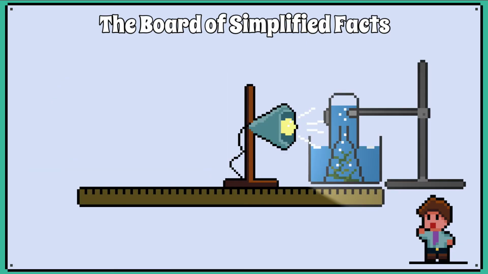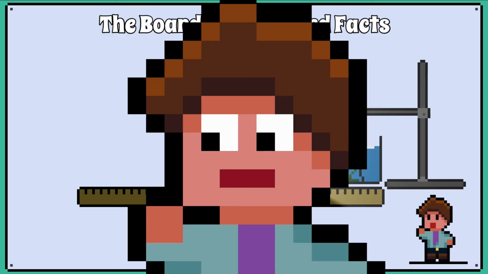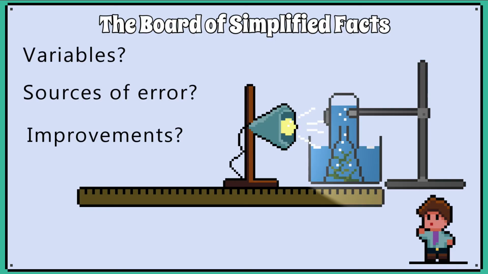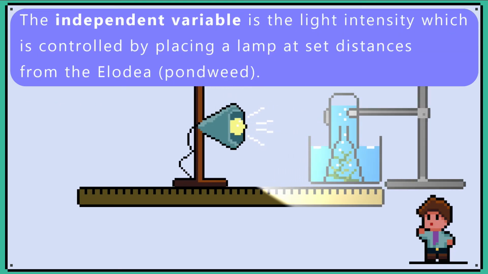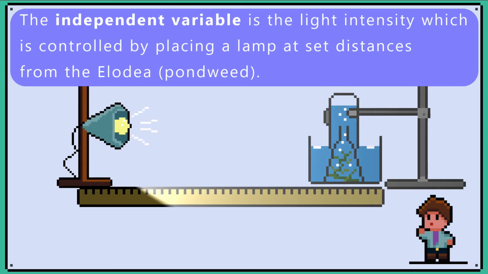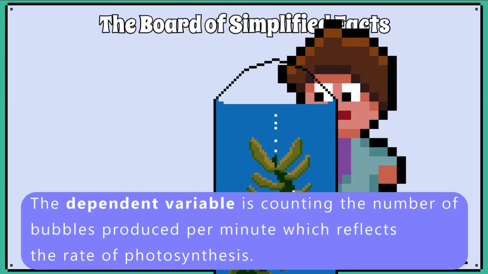The specified practical that you have done in the lab, hopefully, looks at light intensity and the rate of photosynthesis in pondweed. We will just look at the variables, sources of error, and suggest improvements regarding this specified practical. The independent variable is the light intensity, which is controlled by placing a lamp at set distances from the pondweed. The dependent variable is counting the number of bubbles produced per minute, which reflects the rate of photosynthesis.